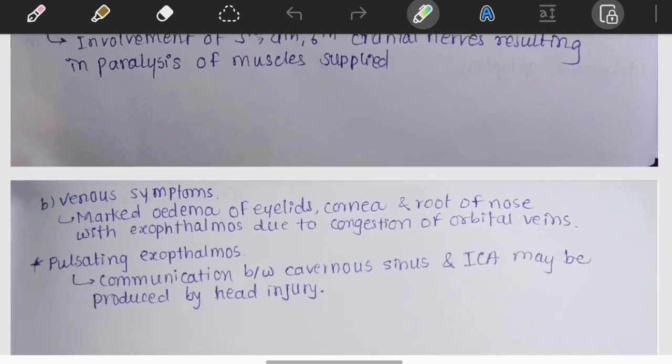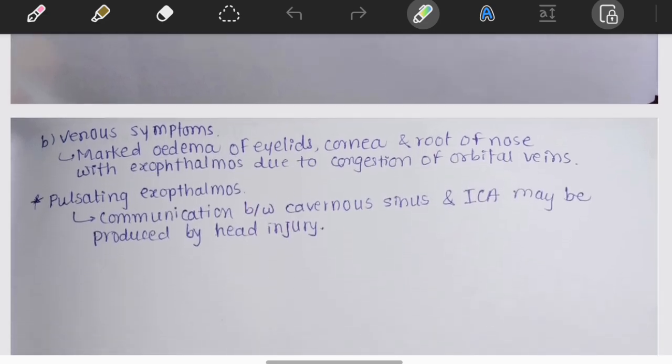Now let's understand the venous symptoms. Remember, the orbit drains into the cavernous sinus through the ophthalmic veins. If the cavernous sinus is blocked by the thrombus, where will blood go? It cannot drain, so blood accumulates inside the orbital veins and this causes venous congestion. Now everything becomes easy. The patient develops marked edema of the eyelids, cornea, and root of the nose. Why? Because venous blood is trapped, fluid leaks into the surrounding tissues.